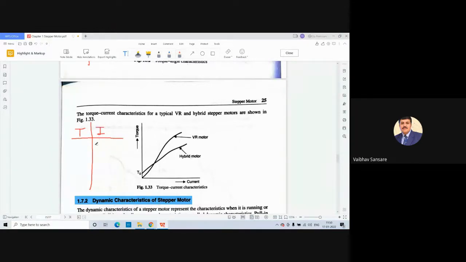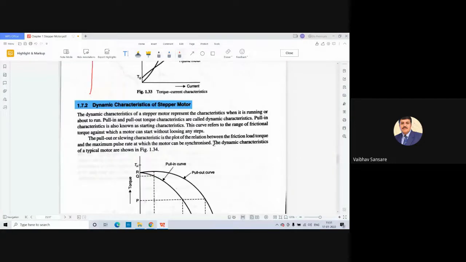If we plot that torque versus excitation characteristics, then the torque versus excitation curve for a typical VR motor and hybrid motor is as shown in the figure. This particular curve is generally termed as the torque versus current characteristics, also known as the static characteristics of a stepper motor. So always keep in mind: torque versus step angle and torque versus current, also termed as torque angle characteristics and torque current characteristics. These two are the static characteristics of a stepper motor.